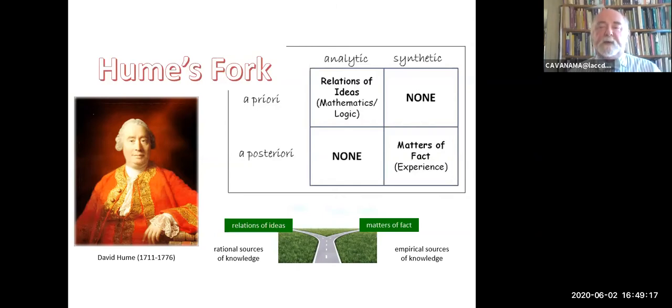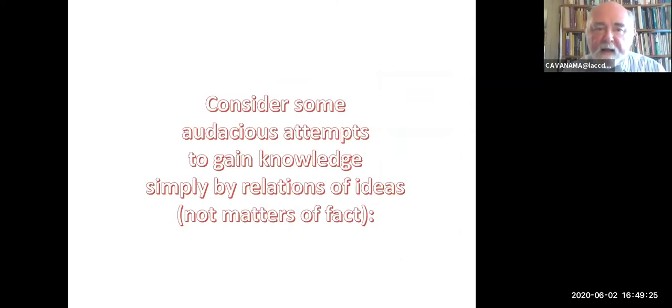Immanuel Kant reads Hume and he says, no, Hume's wrong. There's a third kind of knowledge. One more of these boxes could be filled in, but we won't go there just yet. Consider some audacious attempts to gain knowledge by relations of ideas, not matters of fact, first of all.